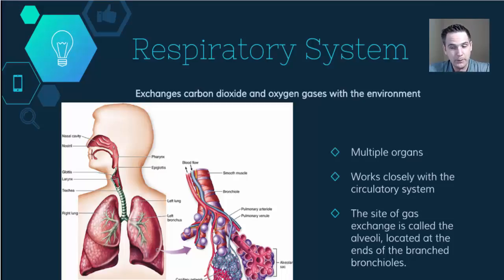And again, its function is the site of gas exchange. And the most important location for where these gases are exchanged is the alveoli, which is located at the ends of the bronchioles if you look very closely at this diagram right here.